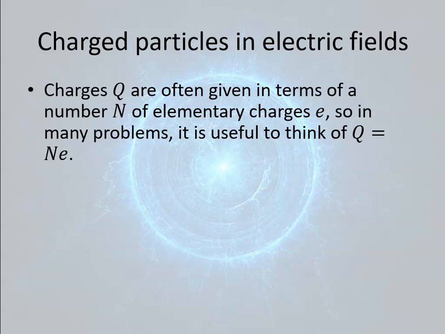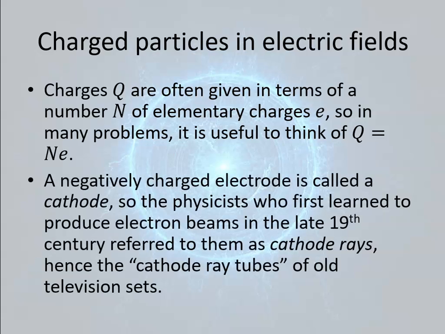So something to keep in mind is that a lot of times when you have those problems, charges will be given in terms of a number of elementary charges. So you'll just have to keep in mind that when that happens, the total charge you have is equal to the number times the value of the elementary charge. Where remember, an elementary charge is defined to be positive, so the electron has a charge of negative lowercase e.